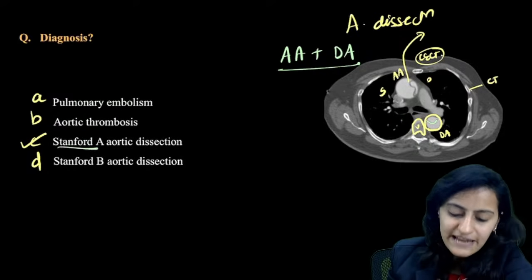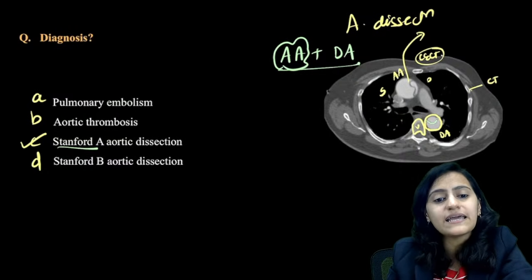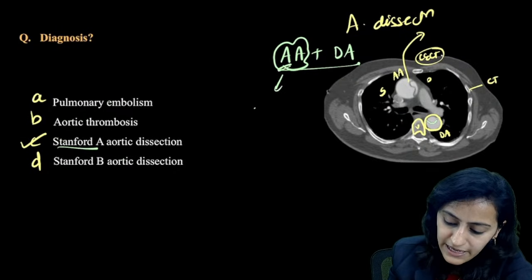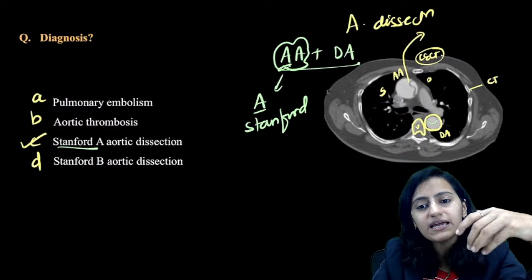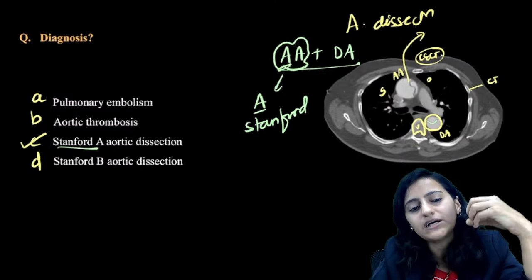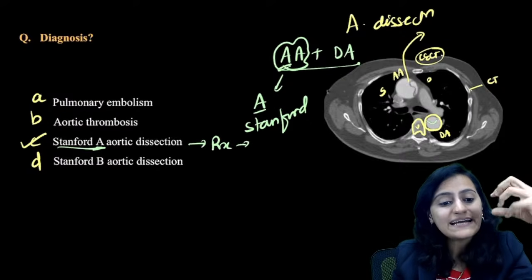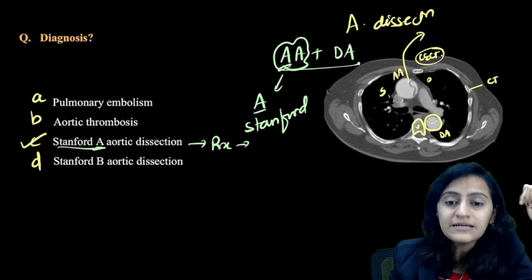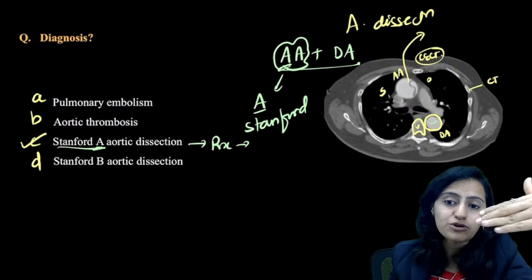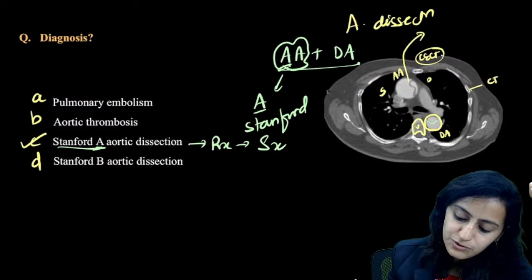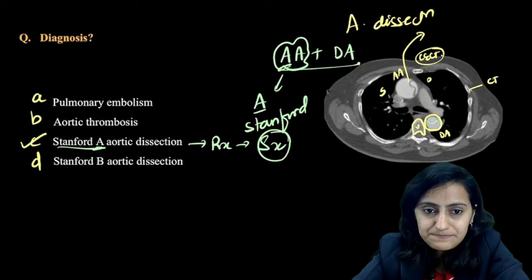Now, we use Stanford classification for aortic dissection. Whenever the ascending aorta is involved, remember A for A, it is Stanford A, right? Stanford A is when the ascending aorta is involved. So this is Stanford A aortic dissection. Next question is what would be the management? Whenever the ascending aorta is involved, we are more worried about it. The prognosis is worse. So we need to do surgery in that case. Surgical management is what needs to be done.